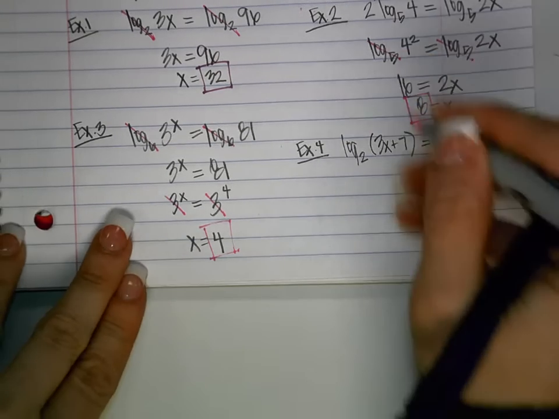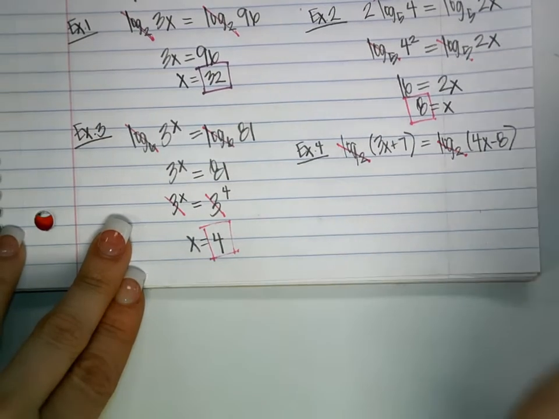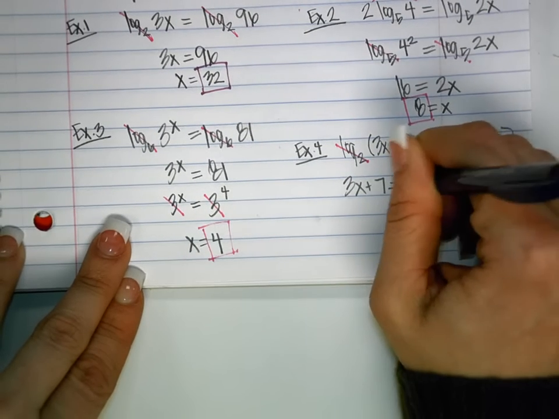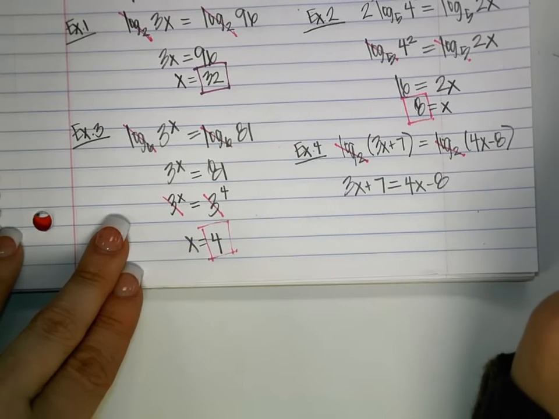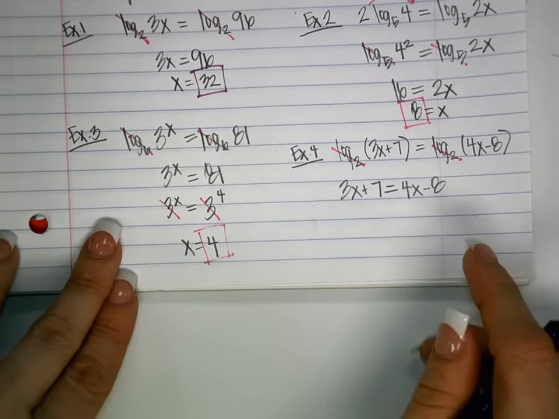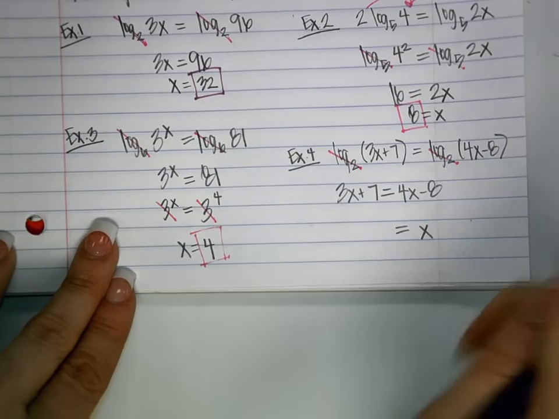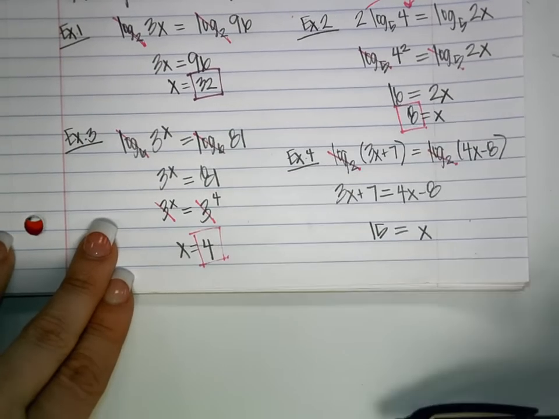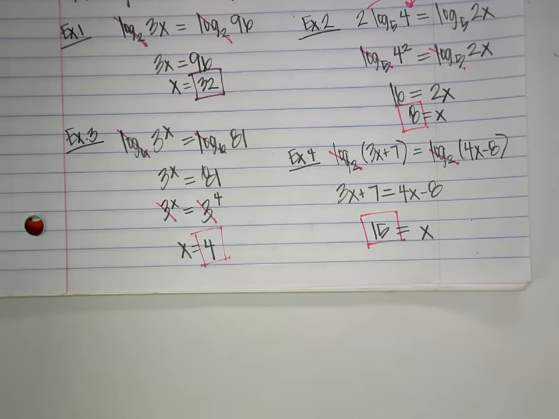Drop the log bases and set what was in the parentheses equal to one another. So 3x plus 7 equals 4x minus 8. So we're going back to old school algebra 1 stuff. Move your numbers to one side, move the letters to the other side. I'm going to move the 3x to this side. So if you subtract the 3x, we get just x. You add 8 to both sides, you get 15 equals x. Questions so far?